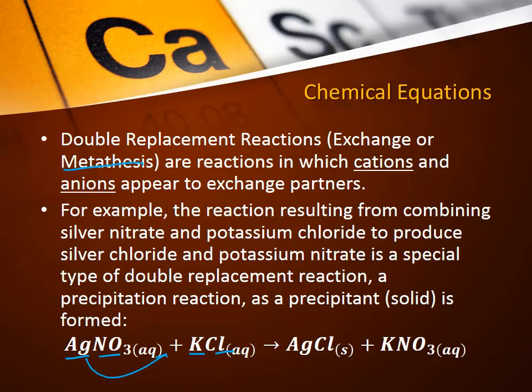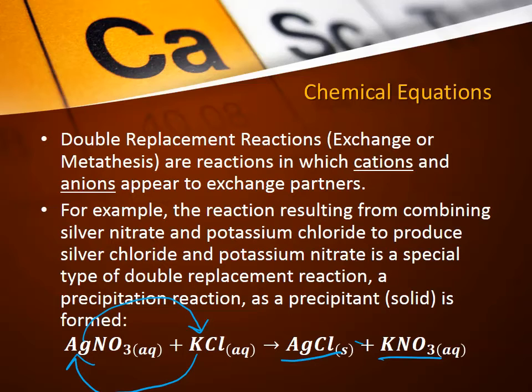And basically the cations, that was just straight up ugly. Let's try that again. The cations, there we go, will swap places. So now instead of silver nitrate, we have silver chloride. Instead of potassium chloride, we have potassium nitrate.